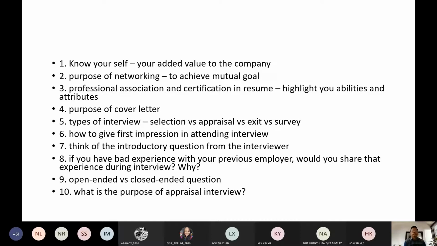Number 7, think of the introductory question from the interviewer. Usually when you enter the room and you are permitted to sit on the chair, what would be the question? What could be the question from the interviewer? For example, they will ask you, where are you coming from? This is one example of an introductory question that you need to be able to predict.